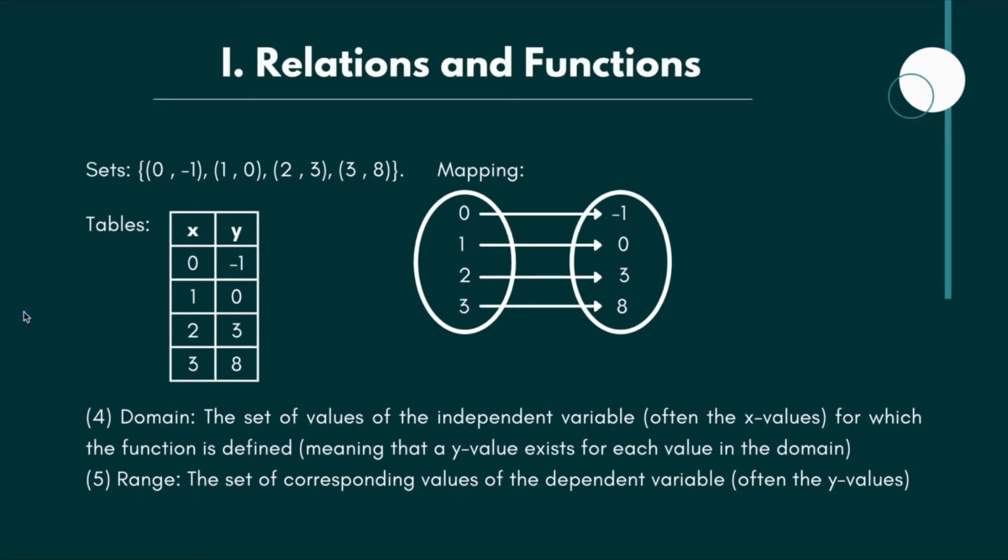The domain is a set of values of the independent variable, often the x values, for which the function is defined. And this means that a y value exists for each value in the domain. The range is a set of corresponding values of the dependent variable, often the y values.